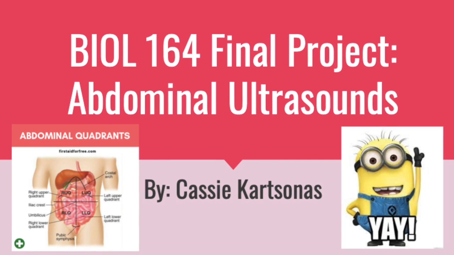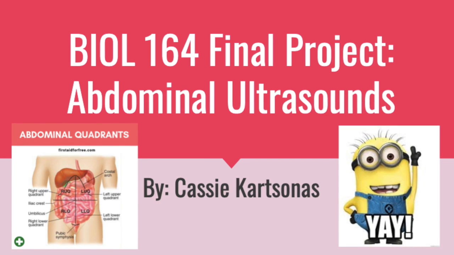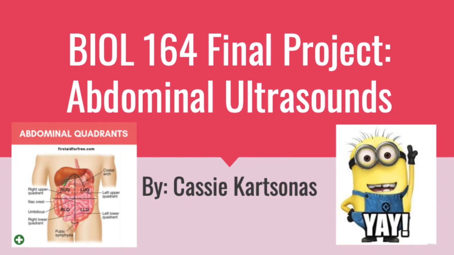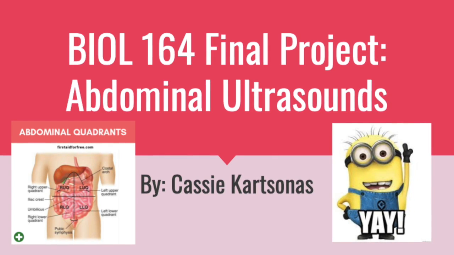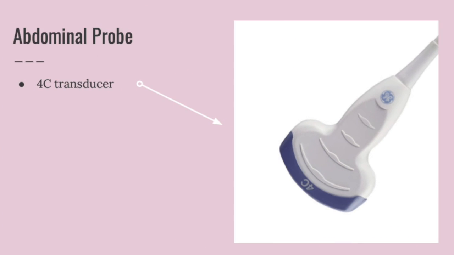Abdominal ultrasound machines conduct sound waves through transducer probes. The waves travel from the probe to the body, bounce off body tissues and structures, and then reflect back to the probe. The 4C transducer is used on abdominal ultrasounds because it has a low frequency, which means greater depth and lower resolution. Also, the head of the probe covers a larger surface area to examine the abdomen.